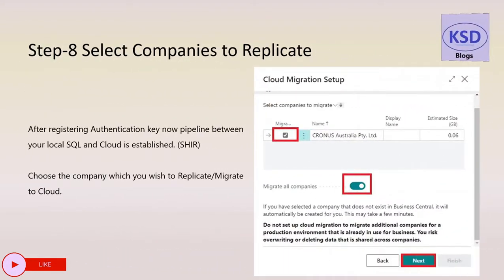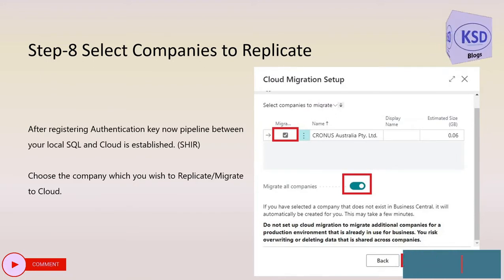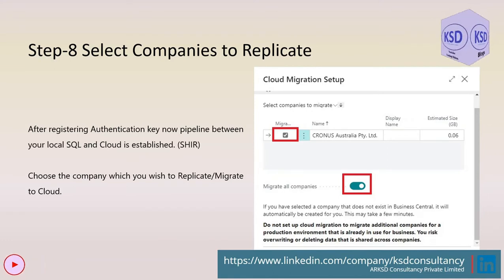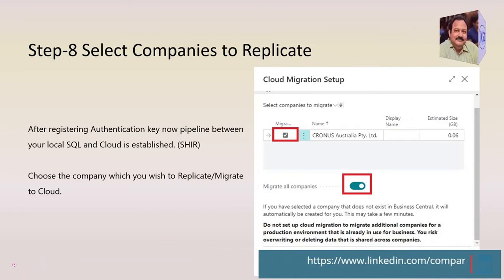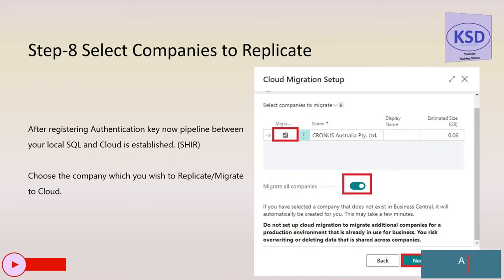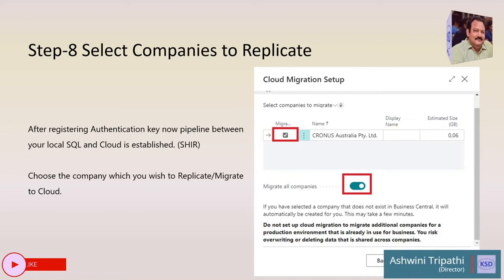So once you do that, the authentication key is registered and your cloud data factory has been configured. So basically, a pipeline has been created between your local SQL and your cloud environment. Using this connection, all your data will get transferred.